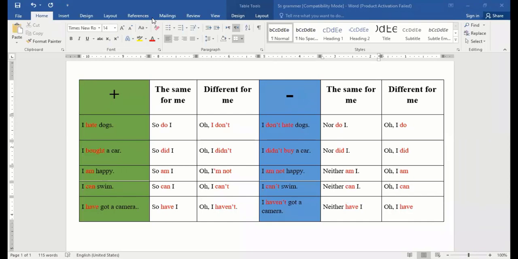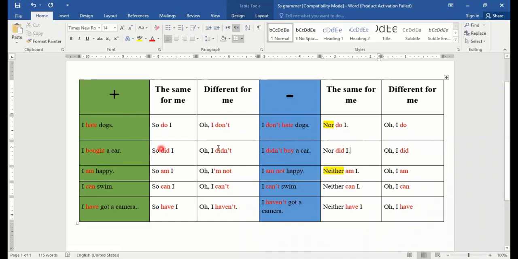Okay, guys, so here in the negative sentences, if you want to say something the same, you put either "nor" or "neither." They have completely the same meaning. Whichever you like, you can use. The pronunciation of "neither" can be two ways, both correct, no problem, okay?